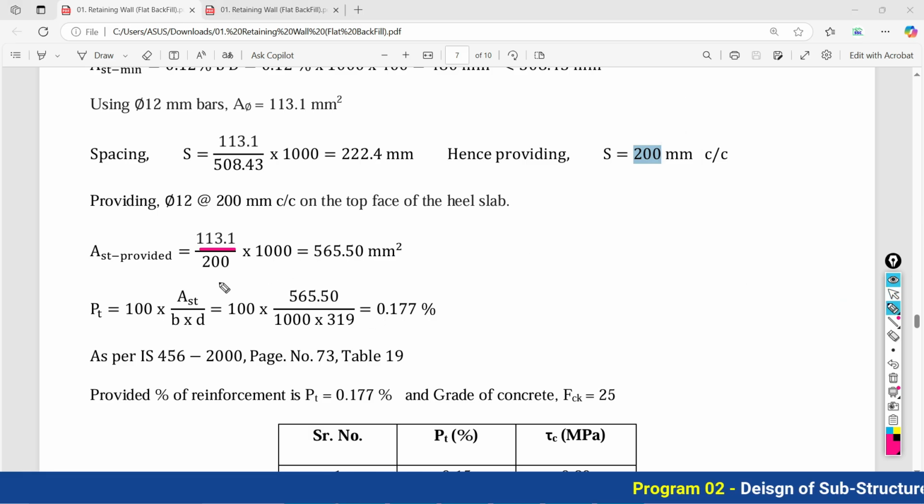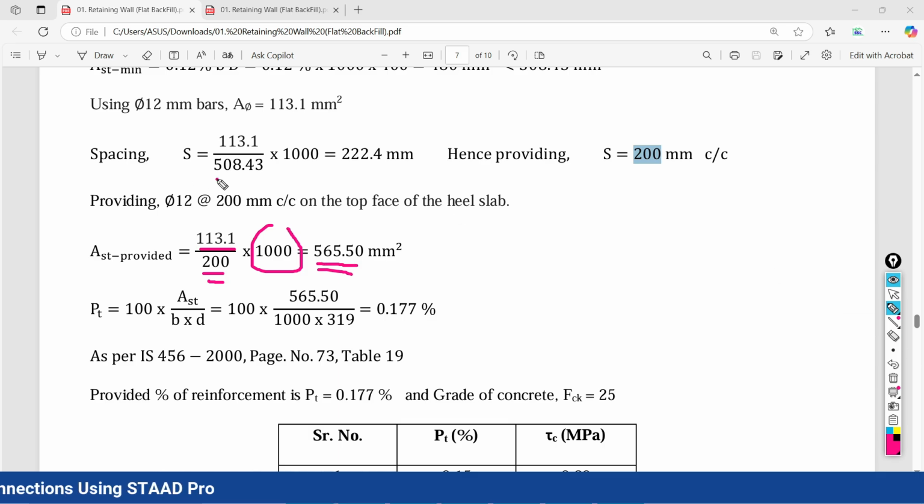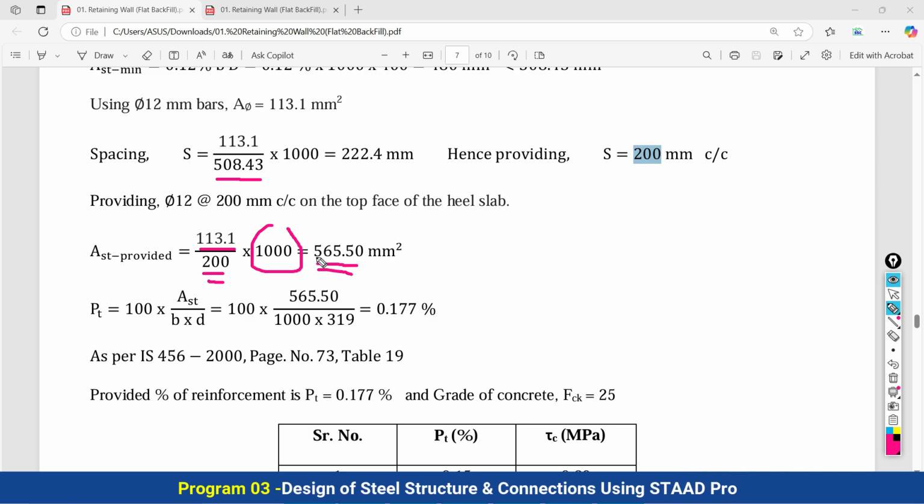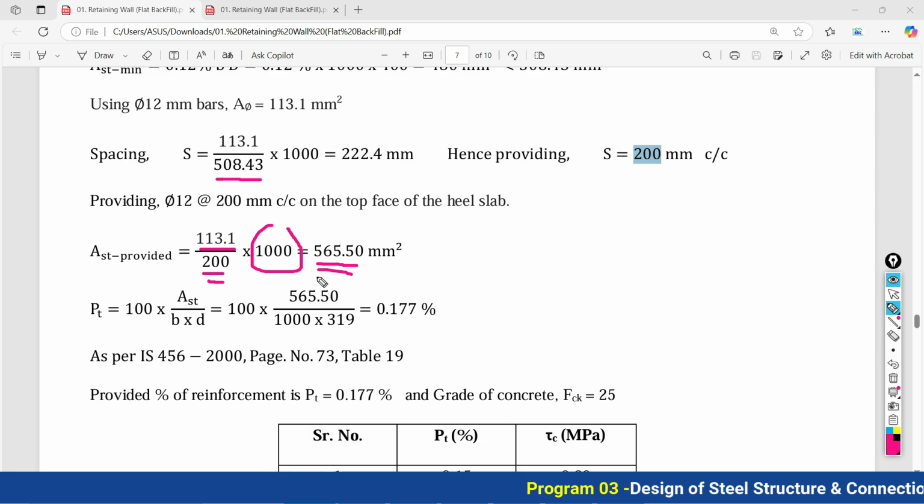So now unit area divided by finally provided spacing over a 1 meter, now giving the finally provided area of the reinforcement as 565. Earlier demanded area of the reinforcement was 508. Now by reducing the spacing, area is going to increase to 565.5 mm square, which is greater, that is safe.